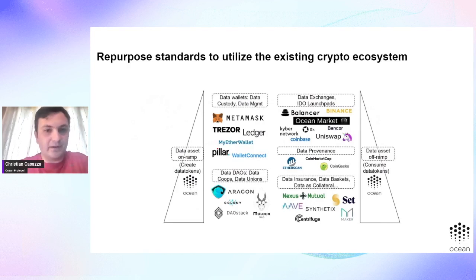Data provenance is another interesting point. How can I determine what type of data set this model is fine-tuned or trained on? Well, you can just use existing tools like Etherscan to check the transactions and trace that this model was created from these data assets. And so you can start to really leverage the existing ecosystem of DeFi.